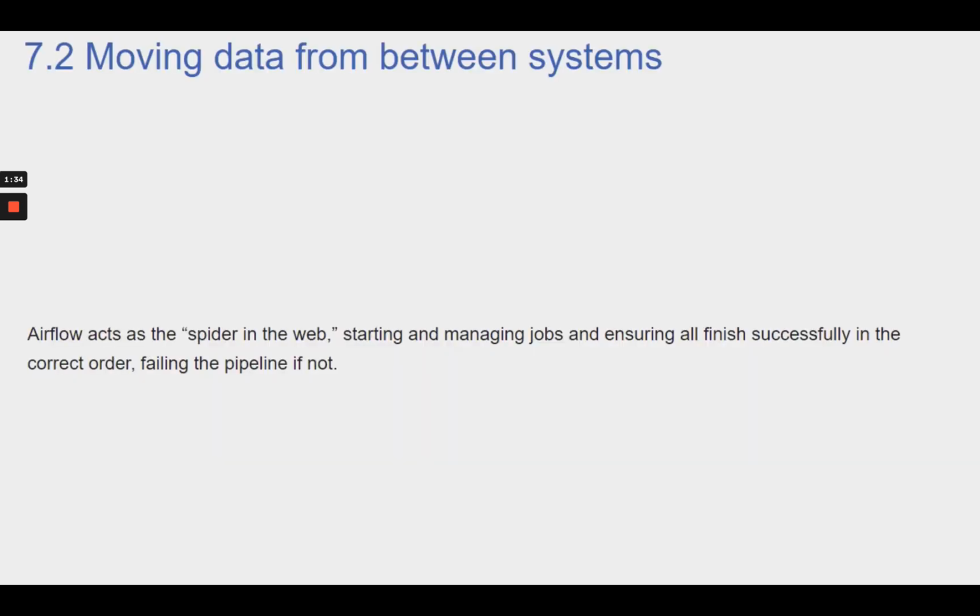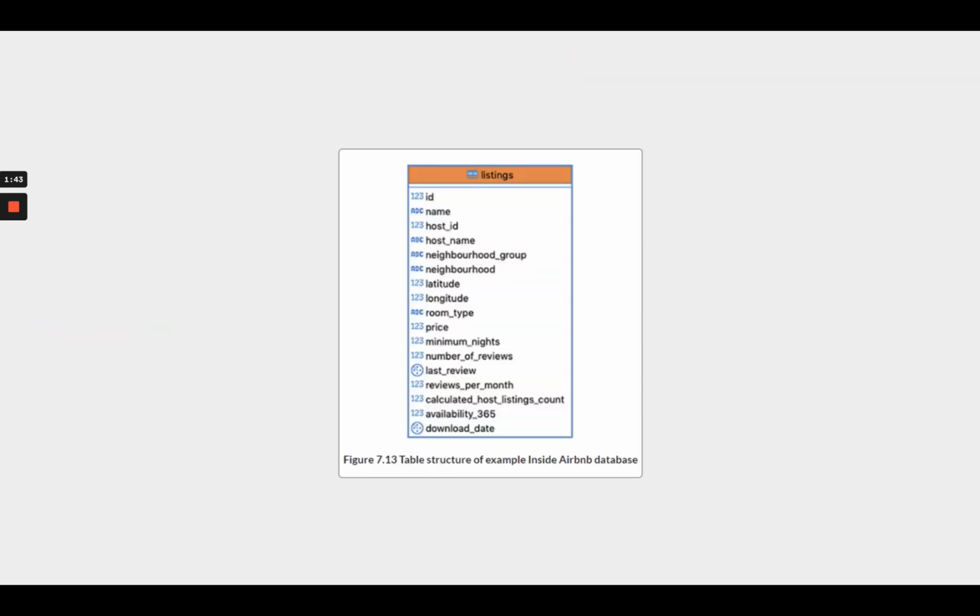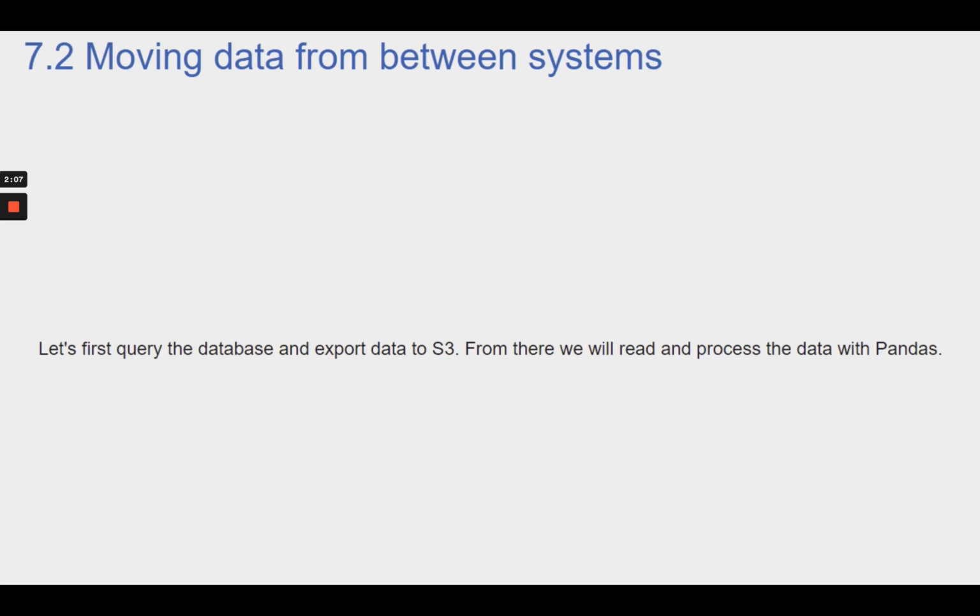Airflow acts as the spider in the web, starting and managing jobs and ensuring all finish successfully in the correct order, failing the pipeline if not. The Postgres container is a custom-built Postgres image holding a database filled with Inside Airbnb data, available on Docker Hub as Airflow Book Inside Airbnb. The database holds one single table named Listings, which contains records of places in Amsterdam listed on Airbnb between April 2015 and December 2019, figure 7.13.